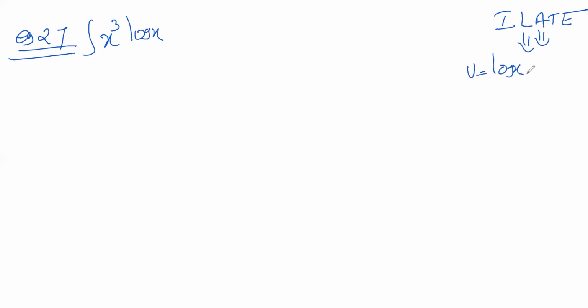Now integrate x cube log x. Here, x cube is algebraic, right? And log x is what? Logarithmic. Which comes first? Logarithmic comes first. So I am taking u as log x, and the remaining term is dv. Remaining term dv is equal to what? x cube dx. Correct?